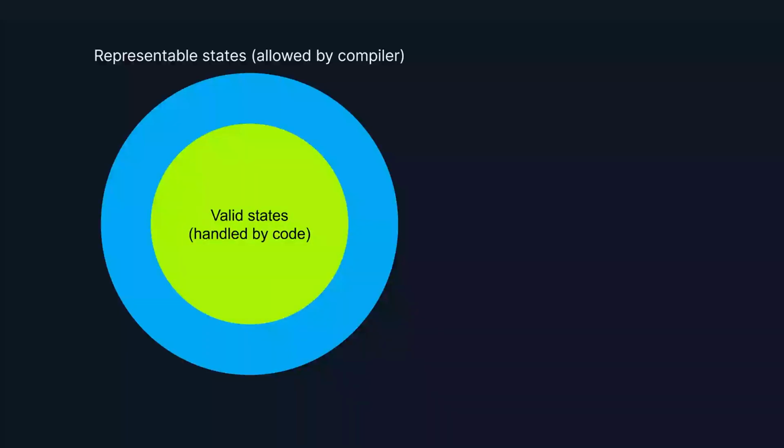Then, there's your business logic. I'll be using a green circle to represent this. Business logic leverages those representable states, manipulates them around, and spits out some output. The data that your business logic can handle comprises the set of valid states. And critically, the set of valid states is not necessarily equal to the set of representable states.